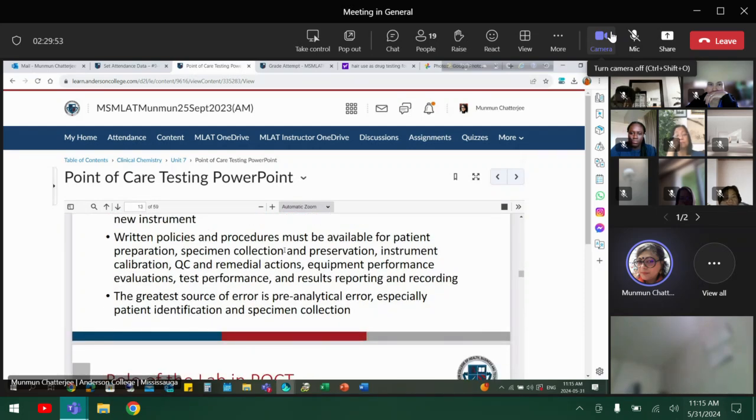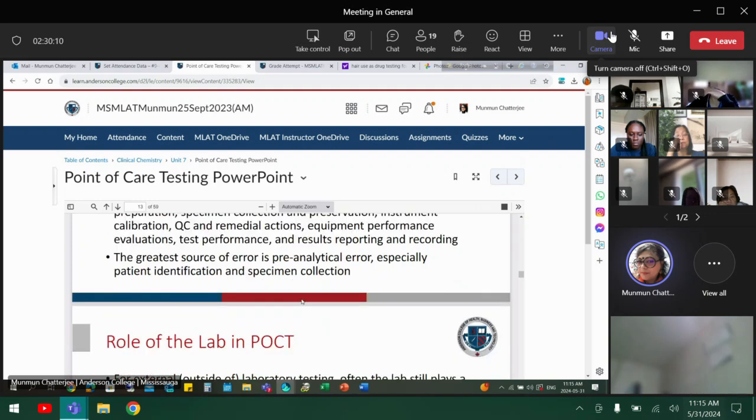Written policies and procedures must be available: the patient preparation that I told, specimen collection, preservation, instrument calibration, QC, remedial action. These are all things under the training they have to give you when a new instrument has been introduced.